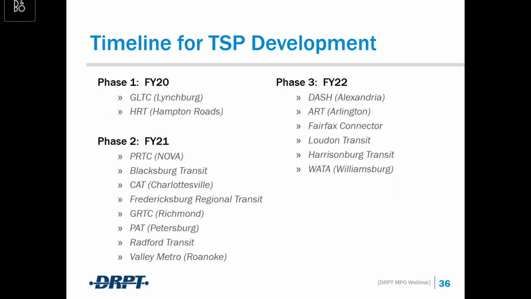As far as the timeline for TSP development, we currently have two pilot projects underway. One is being completed by HRT, which is on target to be completed in April or May of 2020. And GLTC is also completing their update, which should be finished by the end of this calendar year. In addition to those two pilot projects, we have a phased approach to having our other agencies implement their TSPs. In FY21, PRTC, Blacksburg Transit, CAT, Fredericksburg Regional Transit, GRTC in Richmond, PAT in Petersburg, Radford, and Valley Metro in Roanoke are all slated to begin their TSP process, followed by Phase 3 in FY22, where DASH, ART, Fairfax Connector, Loudoun, Harrisonburg Transit, and WADA would be expected to complete theirs, or at least start theirs.